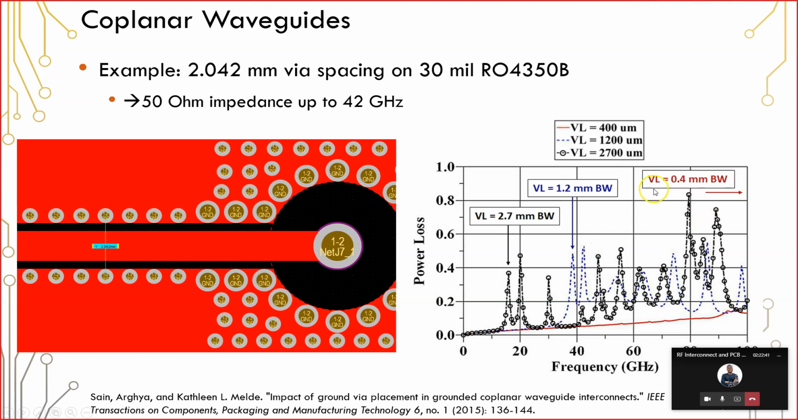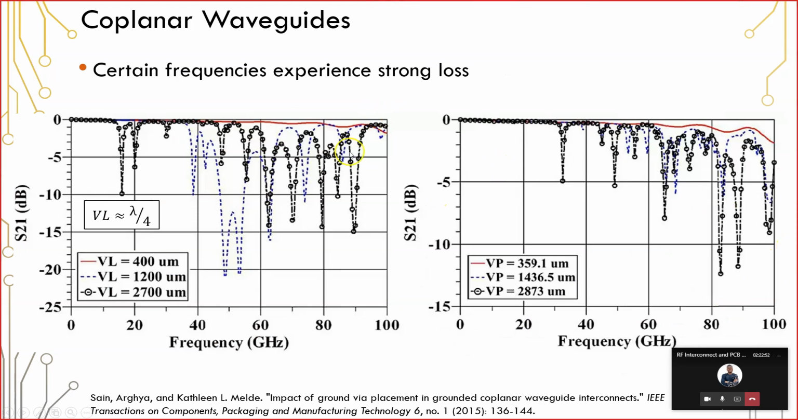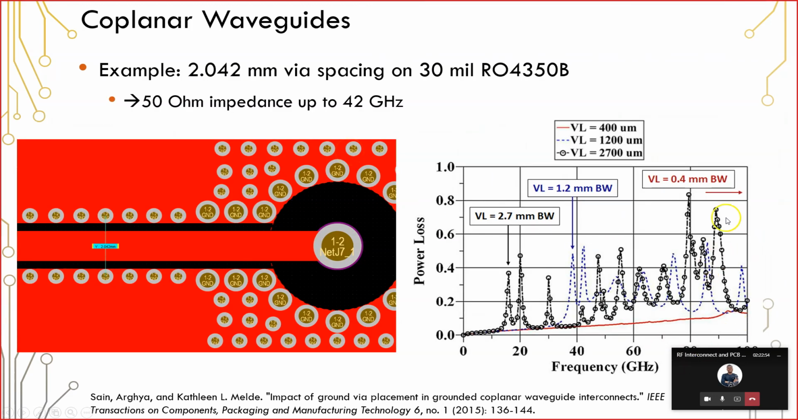For the VL equals 0.4 millimeter structure, the bandwidth is all the way up much higher, beyond 100 gigahertz, and that's exactly what we saw in this graph. So we have very low power loss due to these resonances because they don't occur until much higher frequencies.